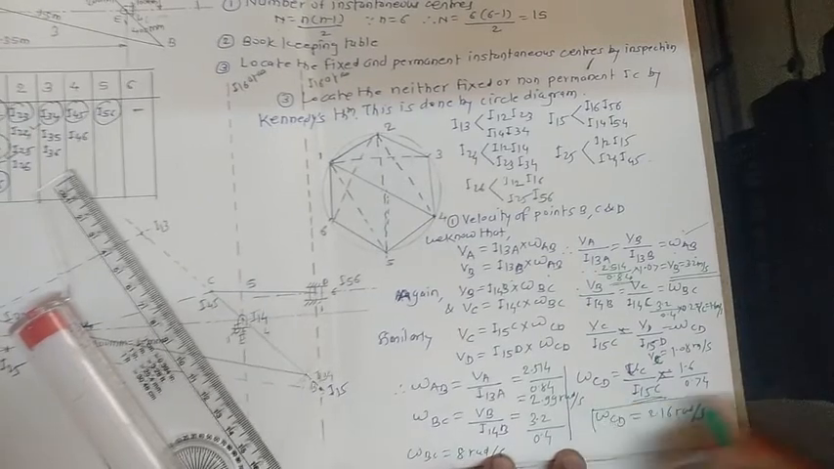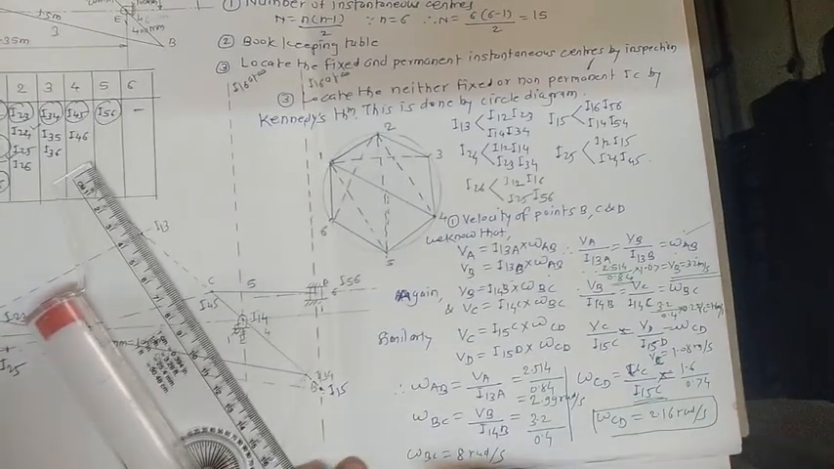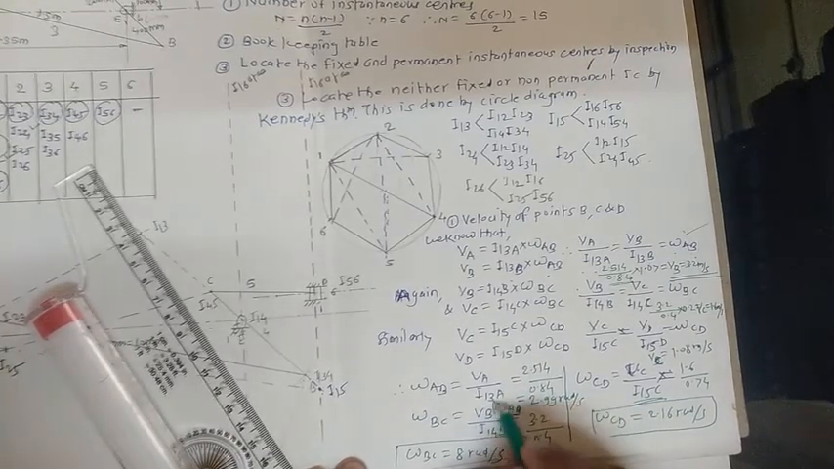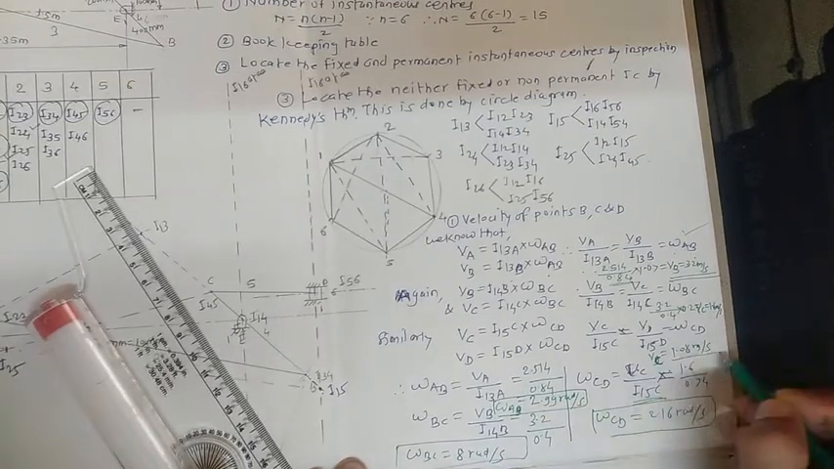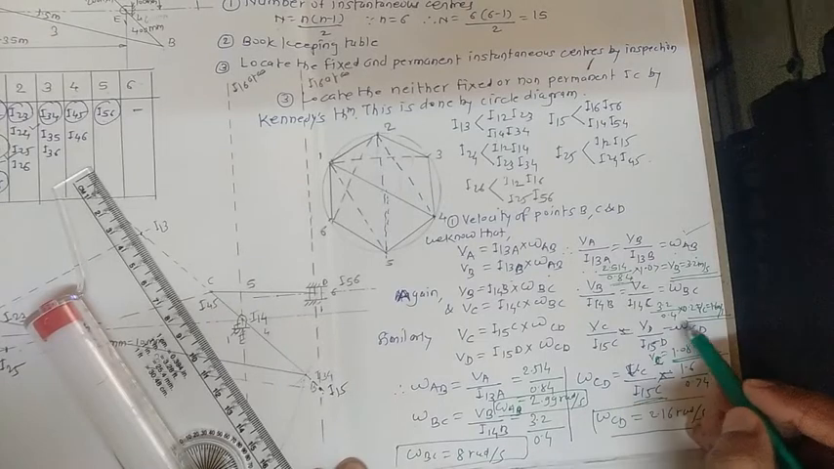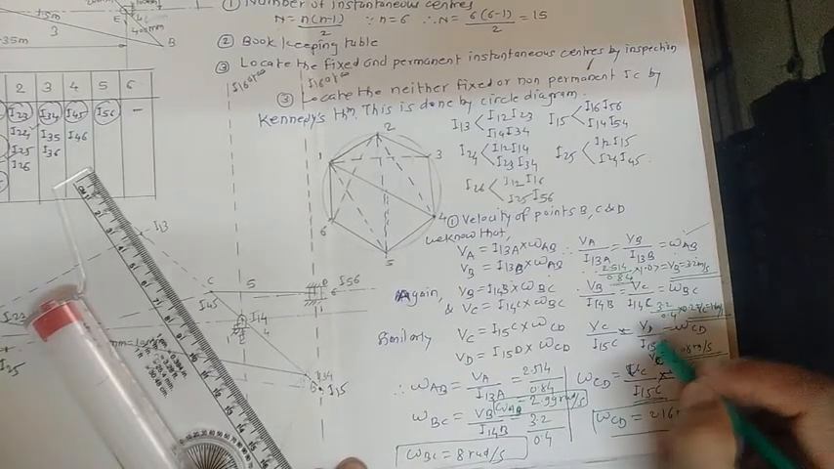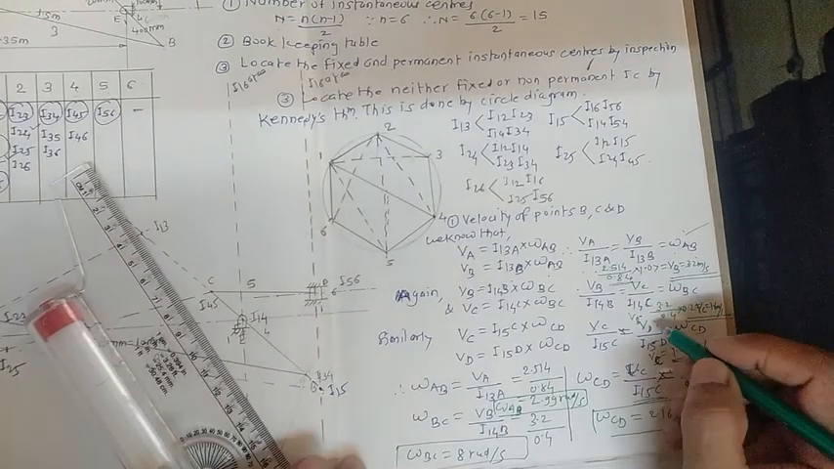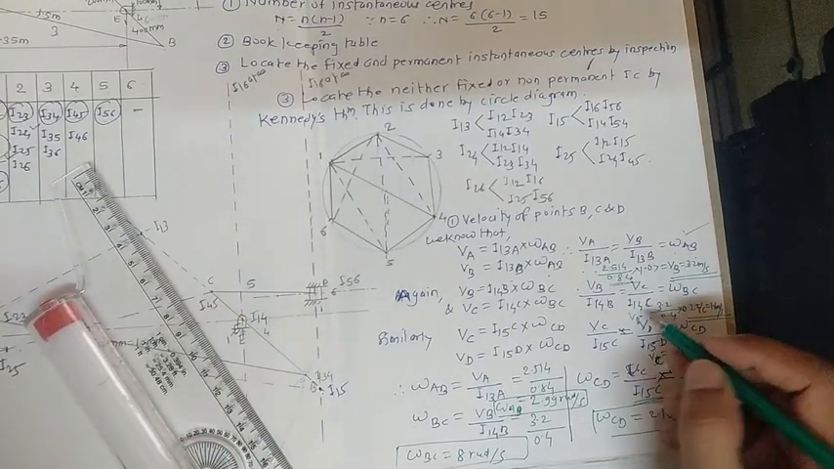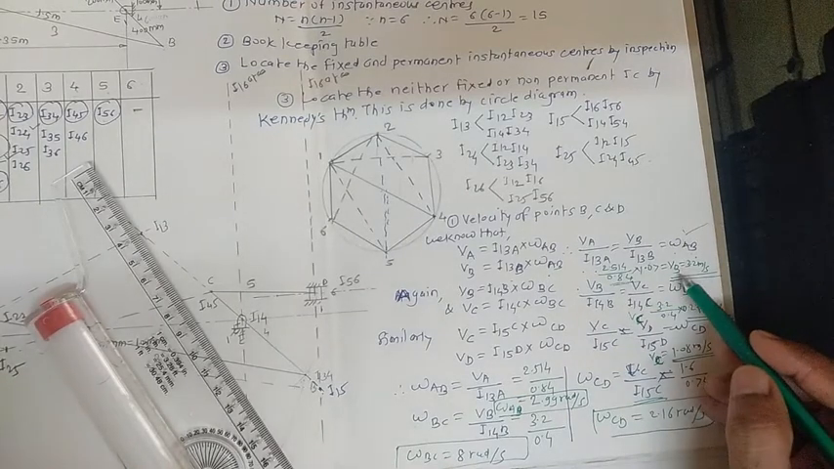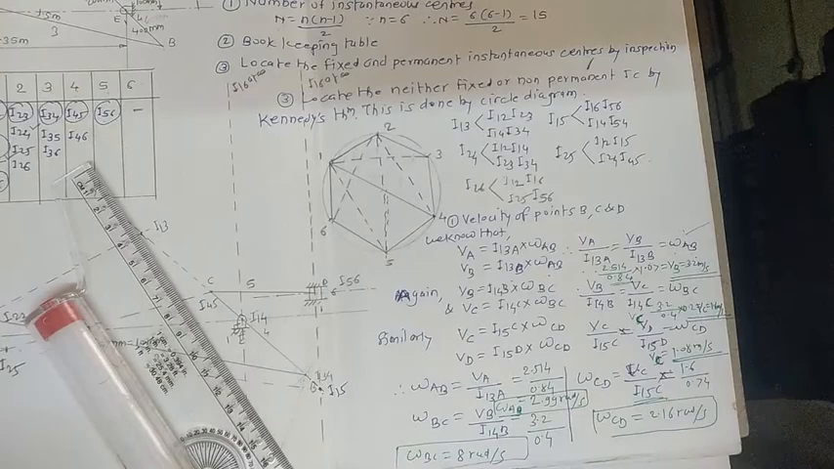This is the answer for angular velocity of link CD. This is the answer for angular velocity of link BC. This is the answer for angular velocity of the link AB. This is the answer for linear velocity at point C. This is the answer for the linear velocity at point B. Here in this case at point C we found VC, and here we can get the VB. I hope this problem cleared you. Thank you.